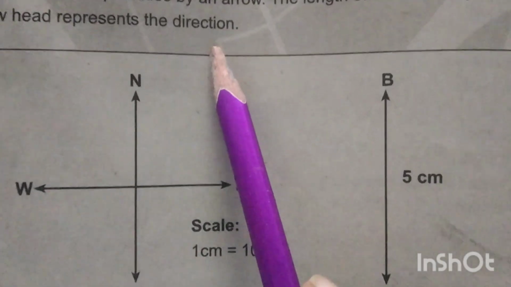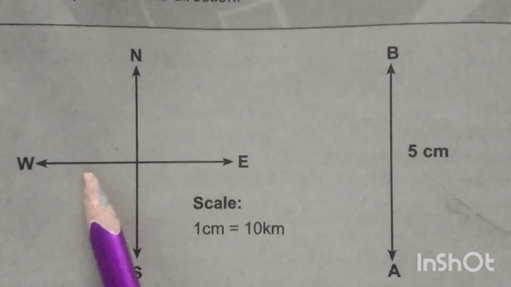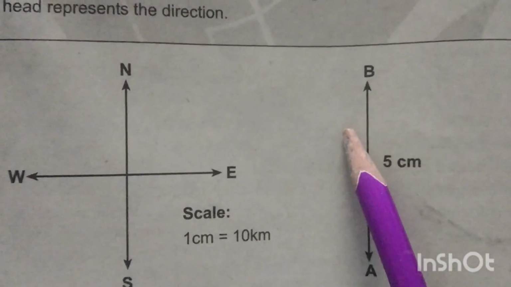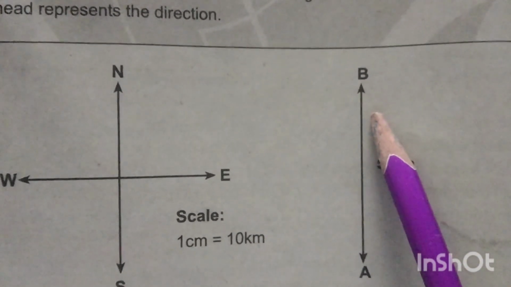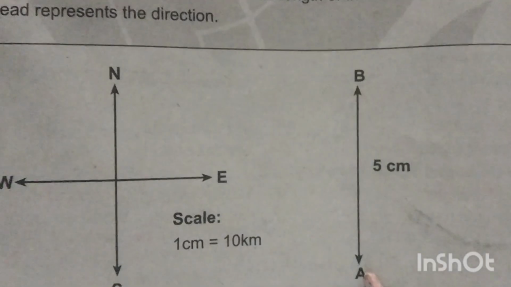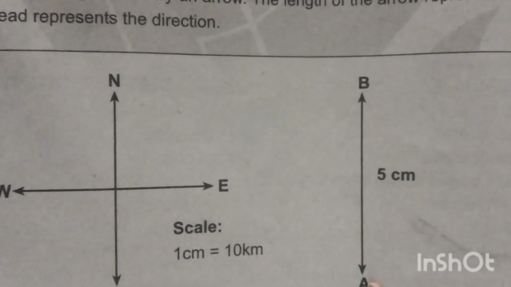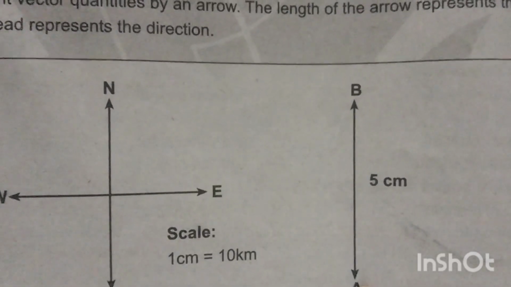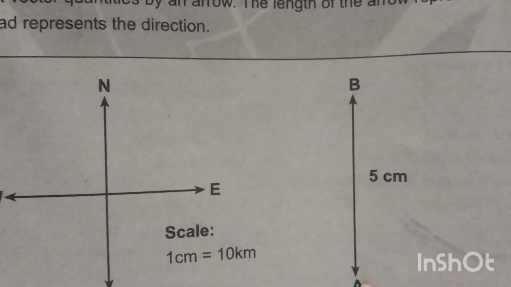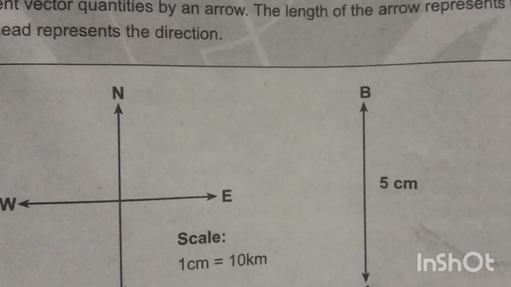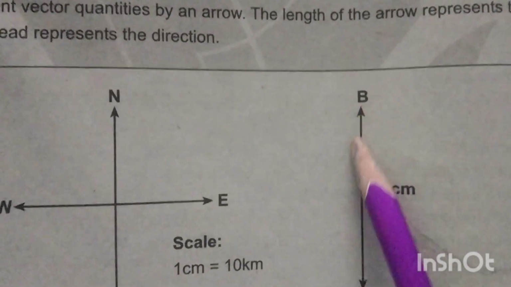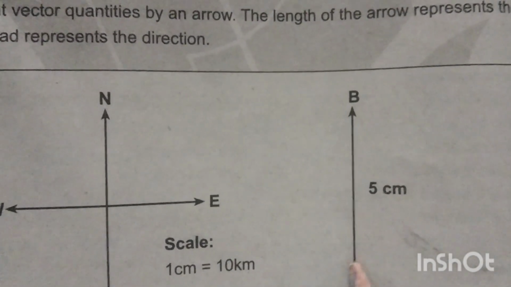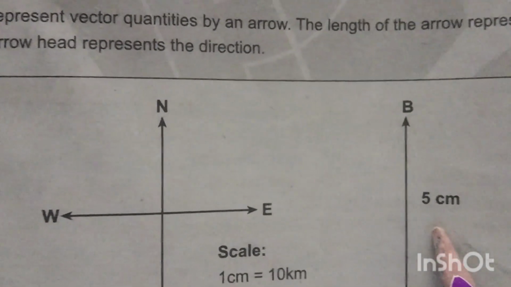You can see the vector directions: north, east, west and south. If we say it's moving north, the head of the arrow will be on north. If it's moving south, the head of the arrow will be on the south. So the head of the arrow shows the direction, and the length represents the magnitude, like 5 centimeters or 4 centimeters.